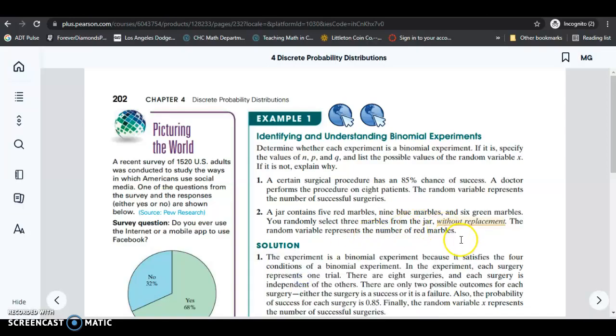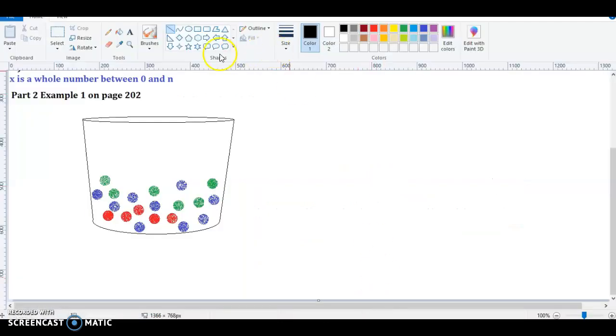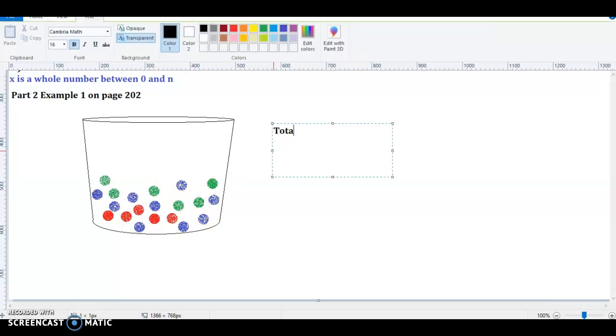Remember, the problem said that we're selecting these marbles without replacement. That means when we select a marble, we take it out and don't put it back in the jar. That's really key for helping us understand how to answer the question. There are a total of 20 marbles in the jar to begin with. So you have 5 red, 9 blue, and 6 green for a total of 20. And then 5 of them are red.